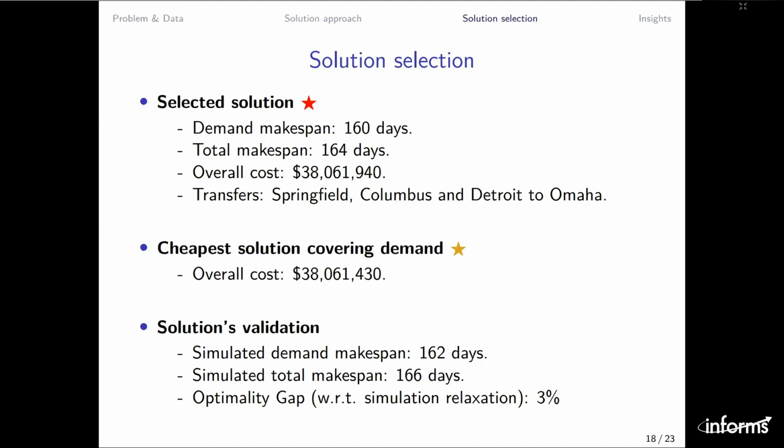On the other hand, we achieved a 3% optimality gap with respect to a total makespan lower bound defined by a relaxation of the simulation model.